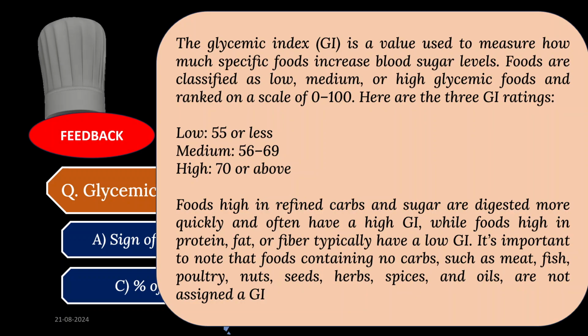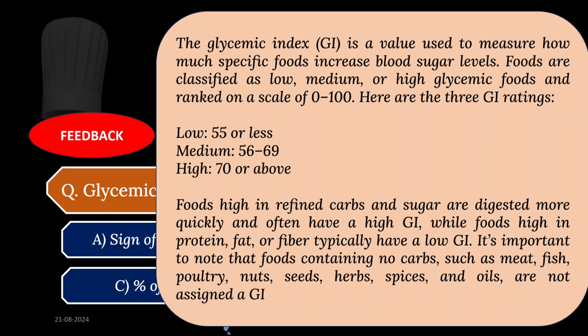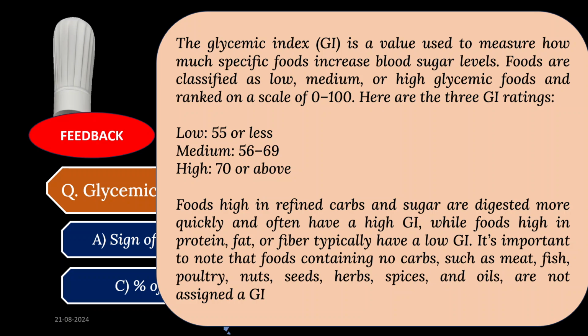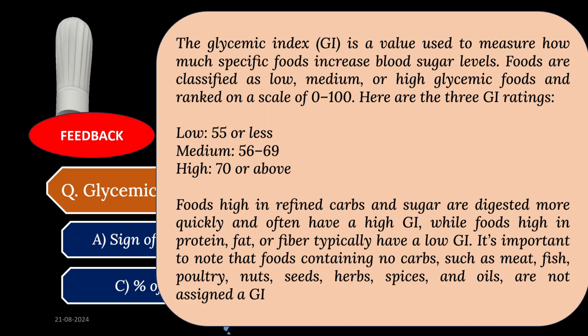Before that, our feedback. The glycemic index, in short known as GI, is a value used to measure how much specific foods increase blood sugar levels. Once you consume food, there are different kinds of fat, carbohydrate, protein, and definitely the carbohydrate, the sugar part. Some of the food, the sugar gets directly absorbed into the blood. As they are already digested, it gets absorbed in the blood. So that is the glycemic index.